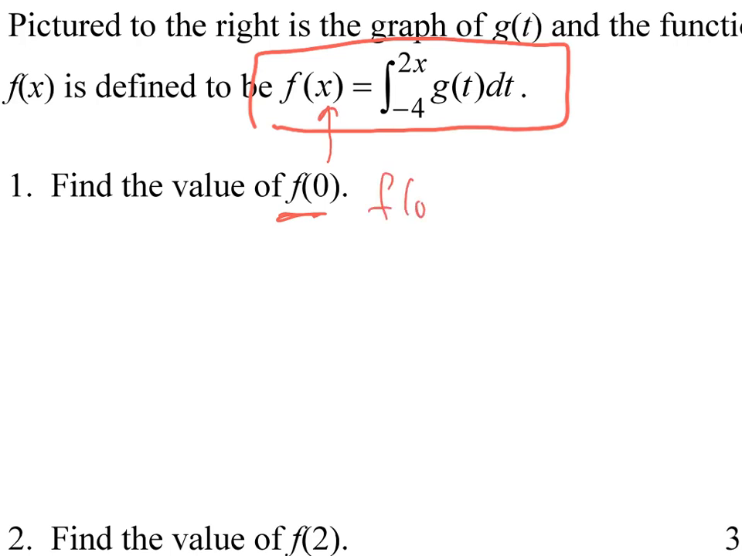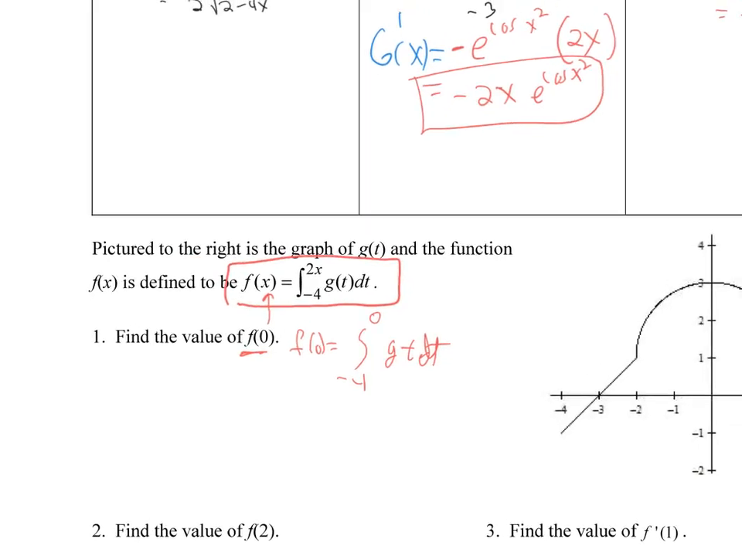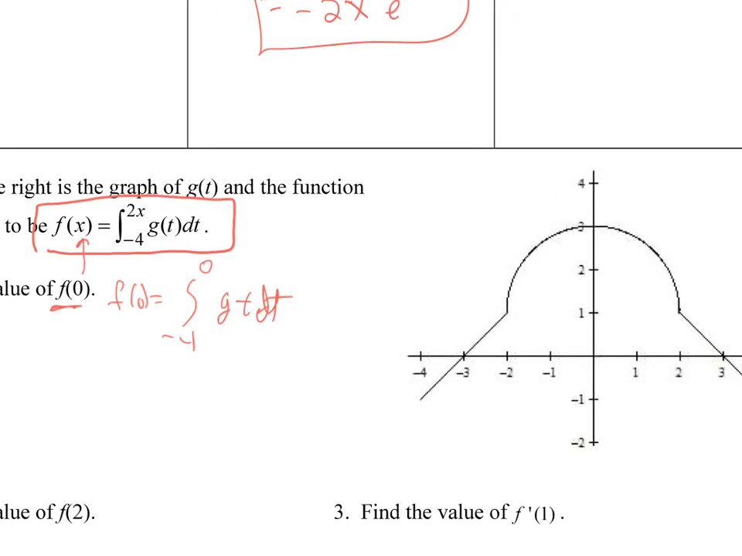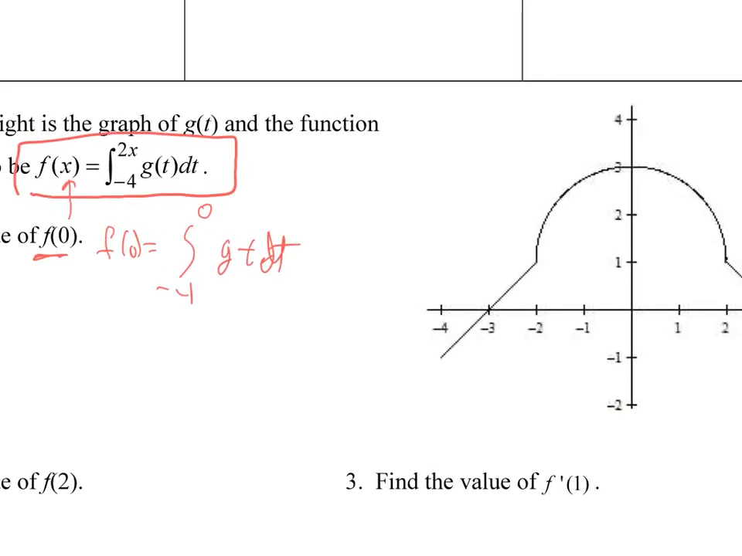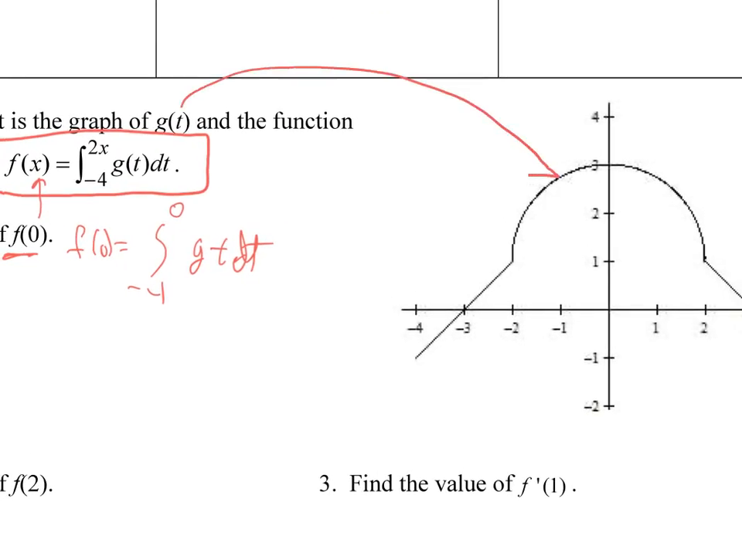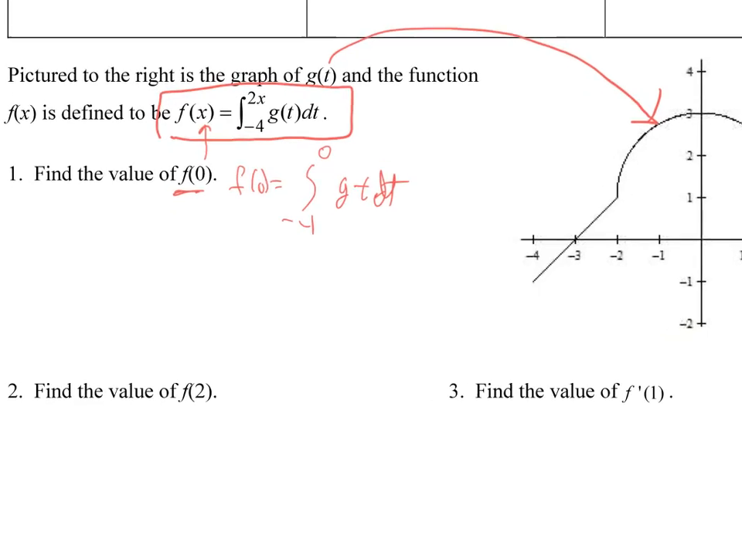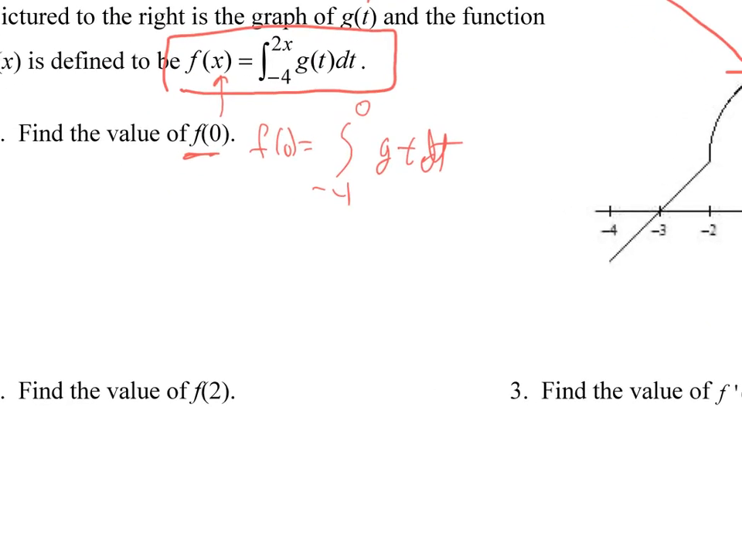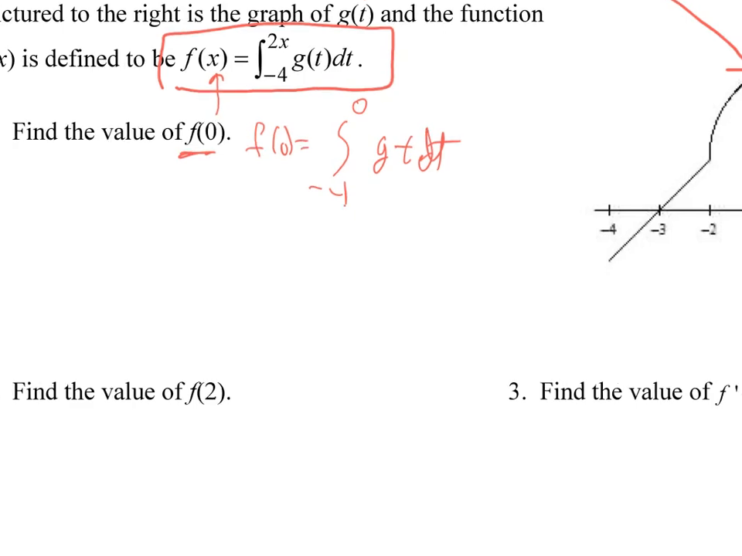F of 0 must be the integral from negative 4 to 0 of g of t dt. And I do believe he said that this picture is g of t. That is g of t. Okay, well that's not very exciting. I need the area bounded by the x-axis and the curve from negative 4 to 0.